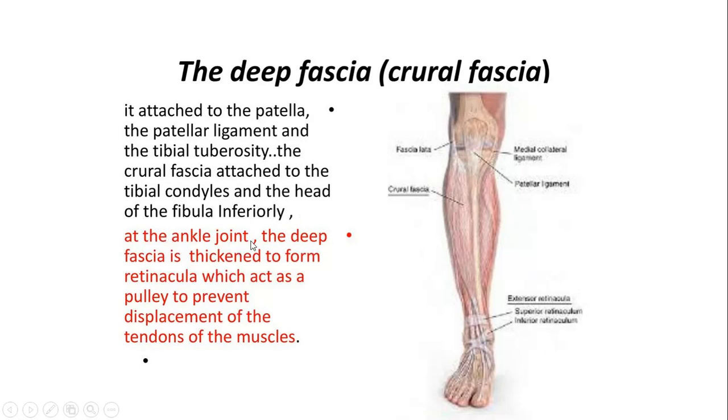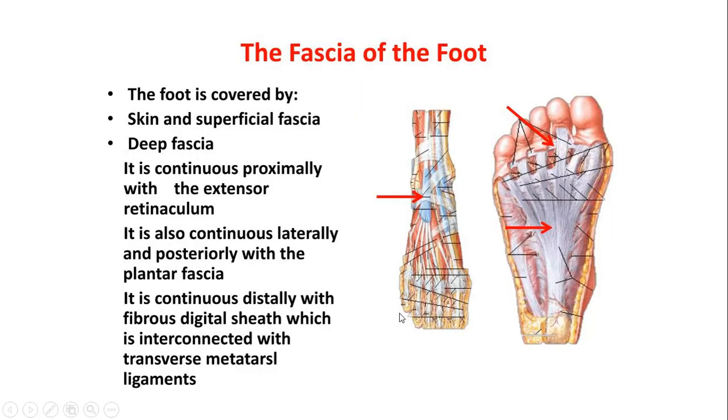At the ankle joint, the deep fascia is thickened to form the retinacula, under which the muscle tendons pass to reach the foot. These are modifications of the fascia. Actually it is a continuous fascia. Here it is called the crural fascia. Then at the ankle joint it forms the retinacula of the ankle joint, which will be covering the tendons.